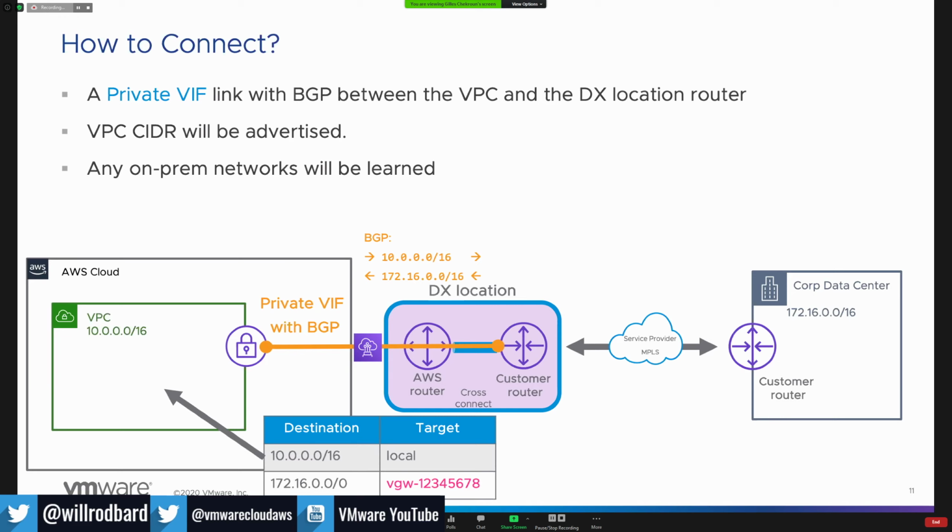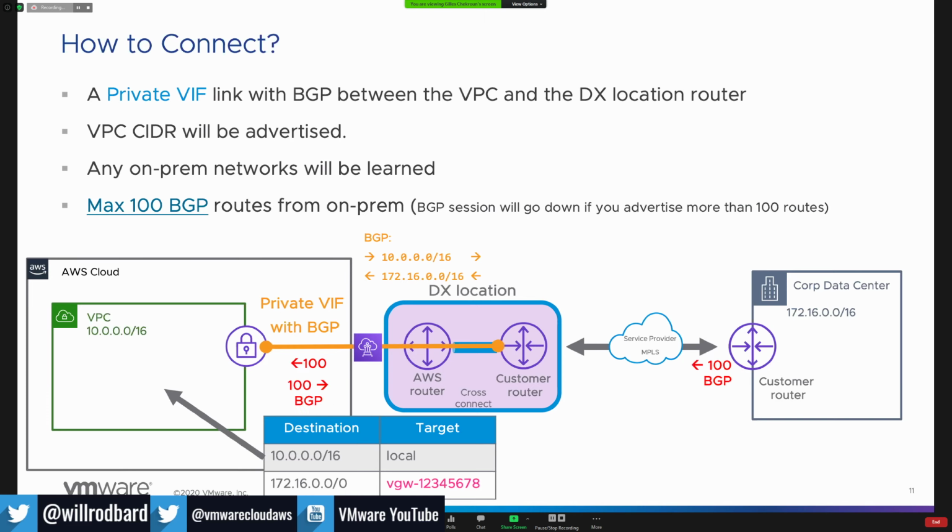So if I want to go on-prem, I send all my data to my VGW. That's very easy. And I need to be careful because I have a maximum of 100 BGP prefixes. Okay, so this is important. If you go over 100, your BGP session will go down. So 100 coming in, 100 going out. And here I should say, instead of BGP route, I should say prefix, because you can actually do a summarization.